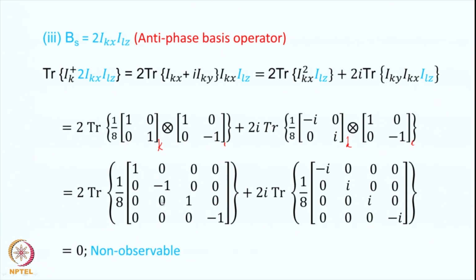So therefore what we get, if I take the trace, it is the sum of all the diagonal elements, this is 0, and so also it is 0 here, and there the whole thing is 0. So therefore notice this antiphase magnetization here is not observable. 2IKX ILZ is not observable.